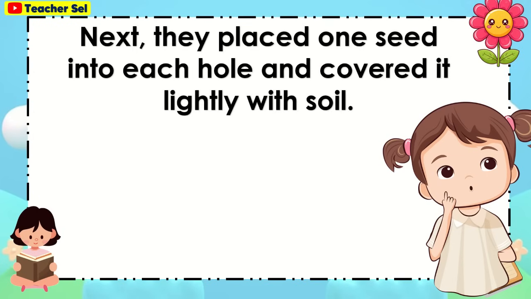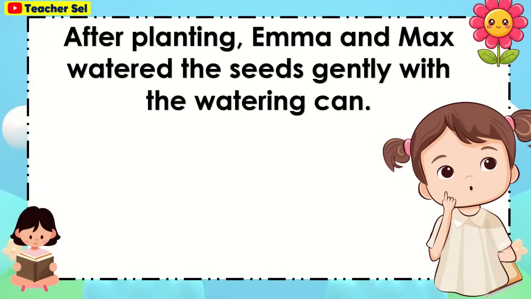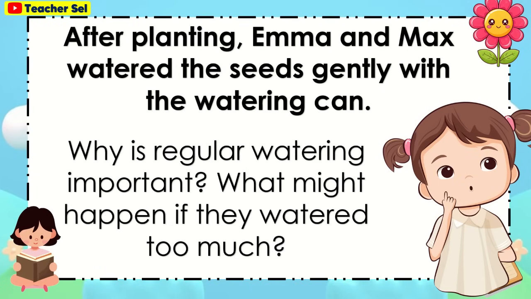Next, they placed one seed into each hole and covered it lightly with soil. Why is it important not to cover the seeds too deeply? After planting, Emma and Max water the seeds gently with the watering can. Why is regularly watering important? What might happen if they watered too much?